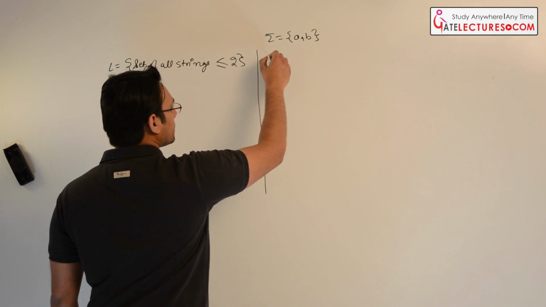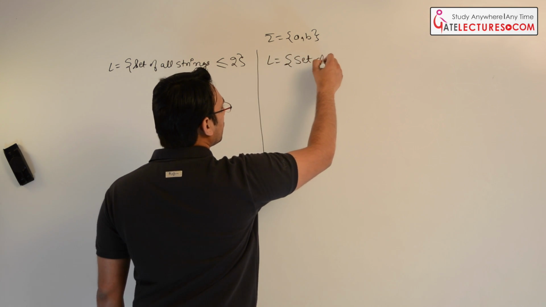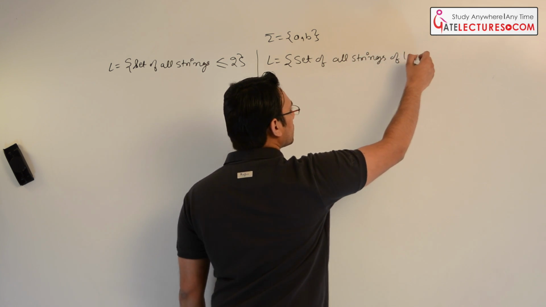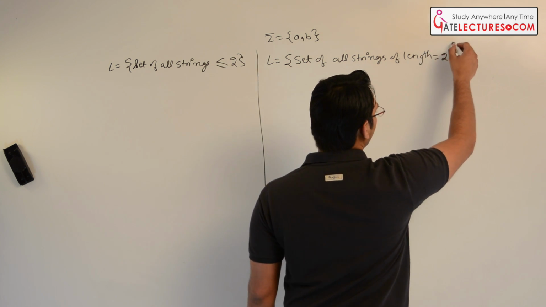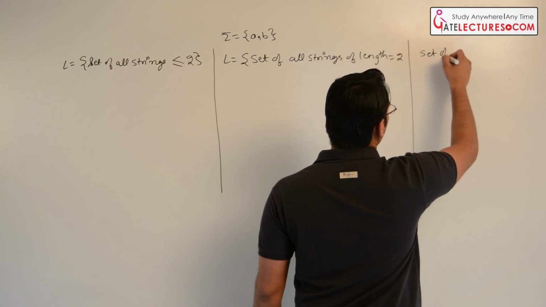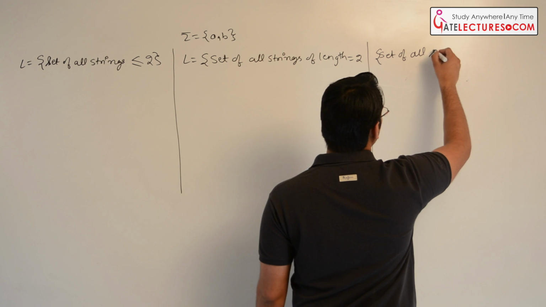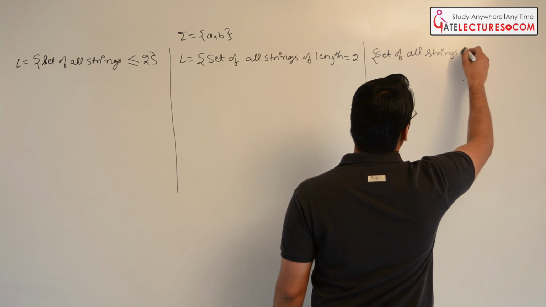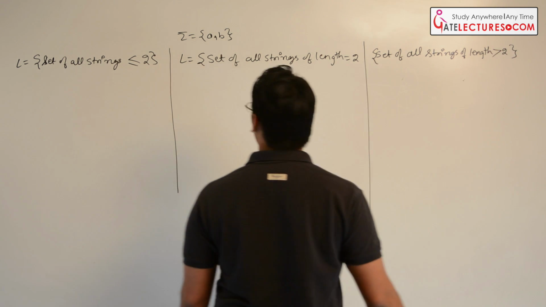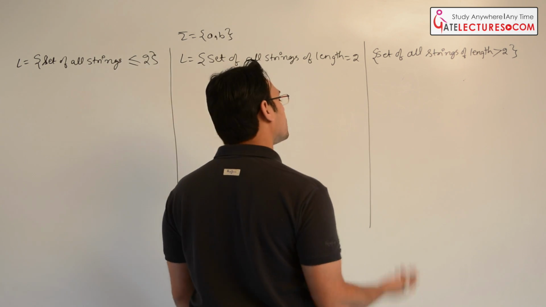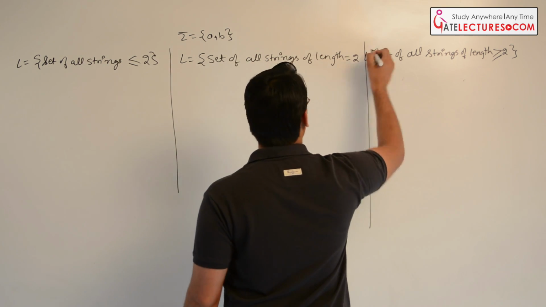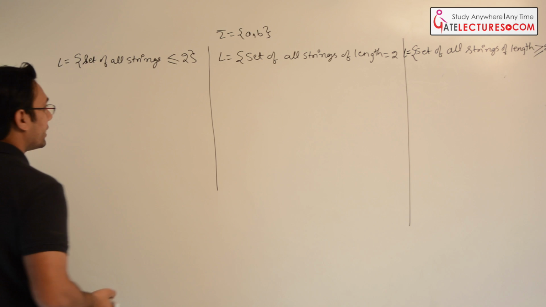We can have the language set of all strings of length exactly 2. We can have the language set of all strings of length greater than 2. Okay, or I can make it greater than or equal to, but let us make it greater than or equal to 2. So these are three languages, and for these three languages we want to draw finite automata.